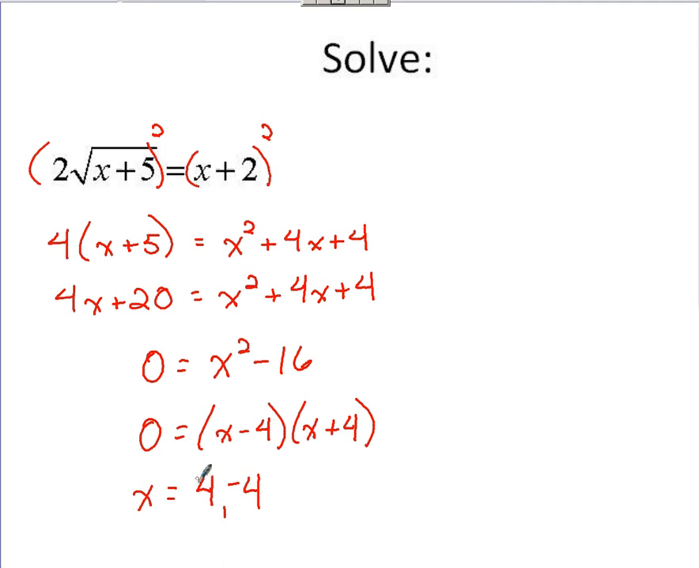Now, if you check to make sure each of those work, do each of those work? After plugging in and checking, negative 4 does not work. It does not yield a true equation.